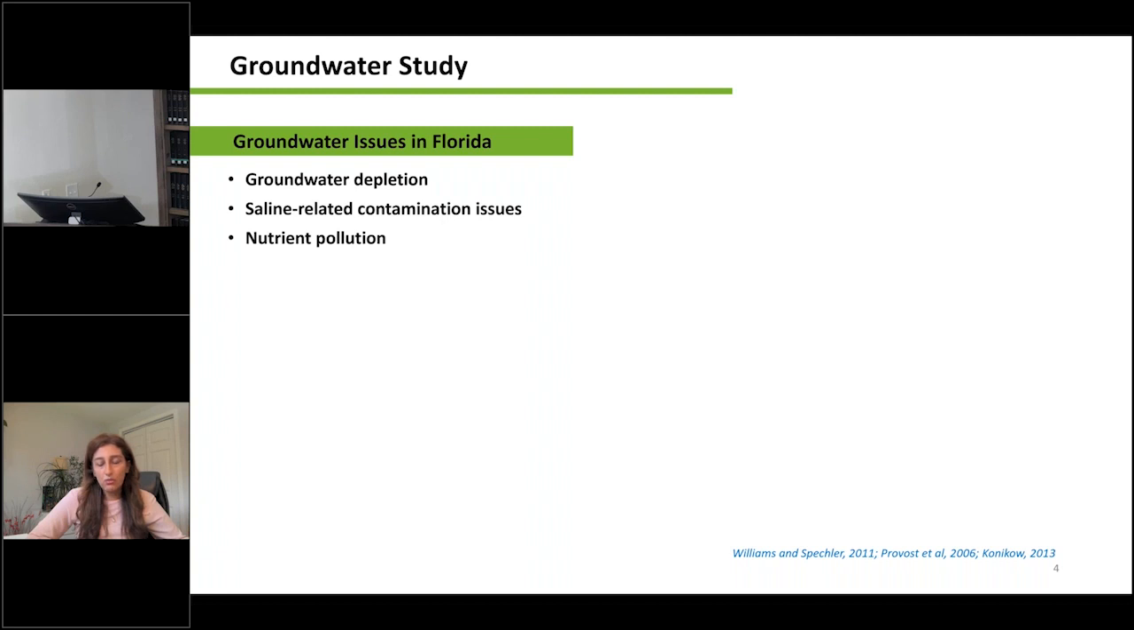Saline-related contamination is another problem. Public supply wells have become salinized in many areas, and it has been observed in coastal areas of Florida, close to South Carolina. Nutrient pollution is another issue that we face in the Florida groundwater system. It comes from things like septic tanks, municipal wastewaters, sanitary landfills, agriculture or nutrient fertilizers, and many other things.